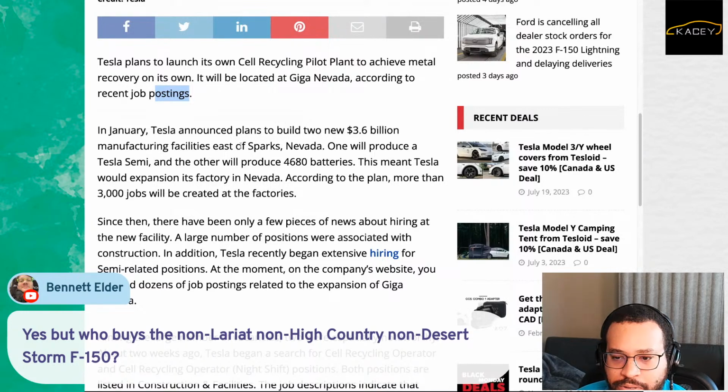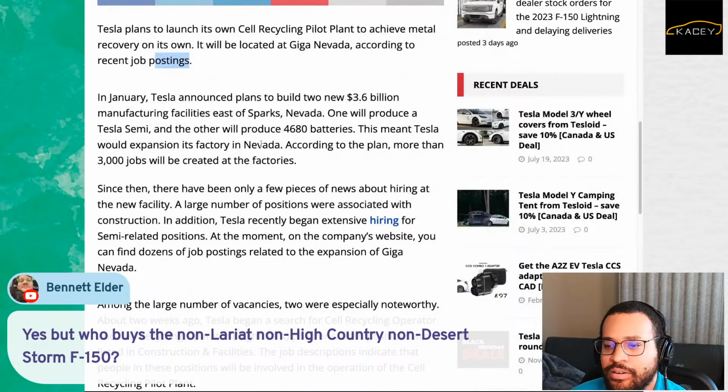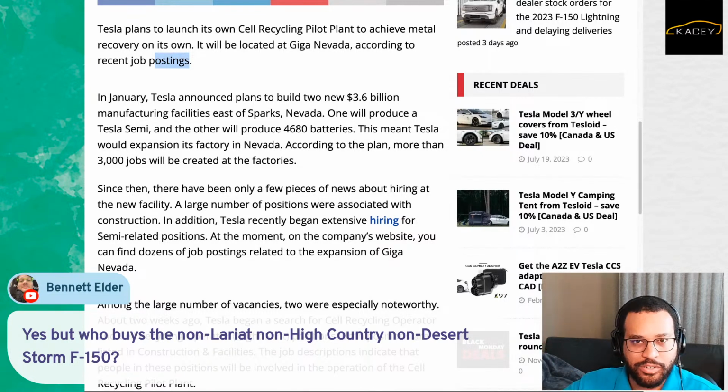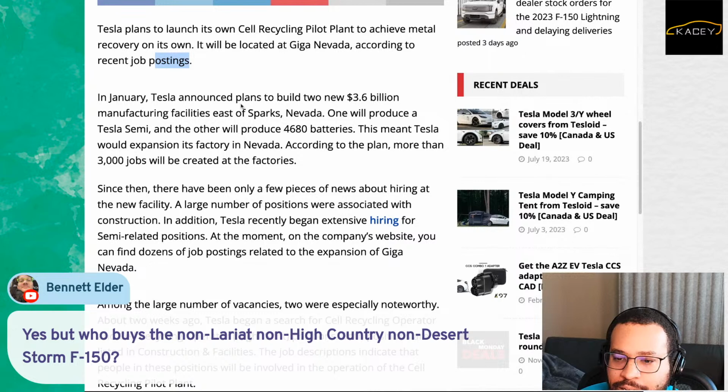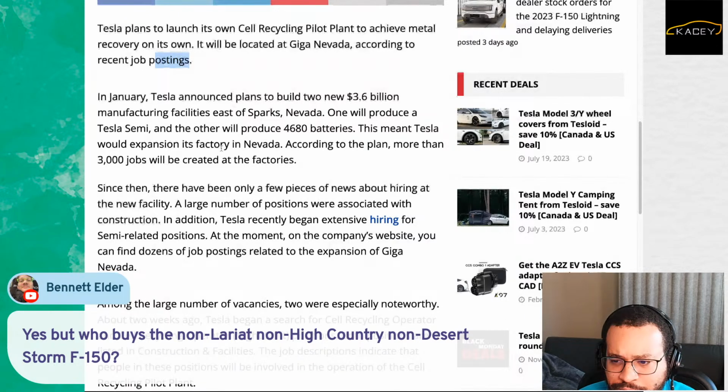In January, Tesla announced plans to build two new $3.6 billion manufacturing facilities east of Sparks, Nevada. One will produce Tesla Semi, and the other will produce 4680 batteries. And these are just, as we talked about, I showed the picture, they're just finishing the Nevada Gigafactory, the original Gigafactory, to the full shape. And on the slide, they did mention something about recycling, I believe. But what's new is the details.